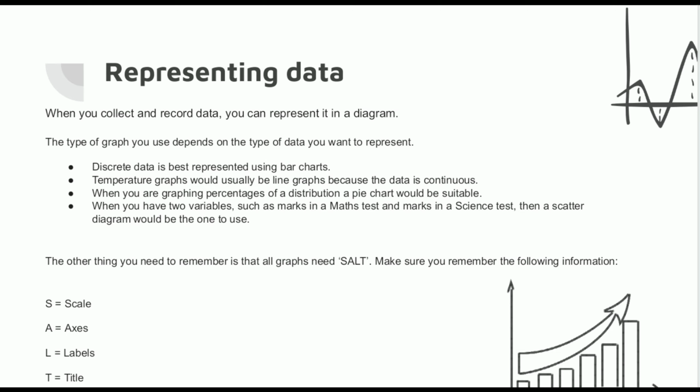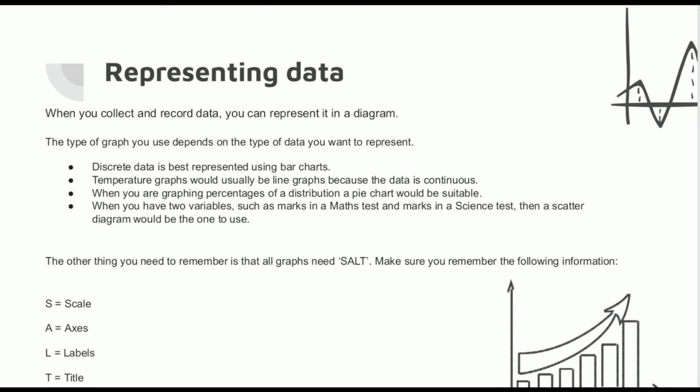Temperature graphs are usually line graphs because the data is continuous. Temperature is continually changing. It either drops by degrees Celsius, or it increases by degrees Celsius, or it drops by many degrees Celsius. It's very fluctuating. It's not constant. So the data is continuous.